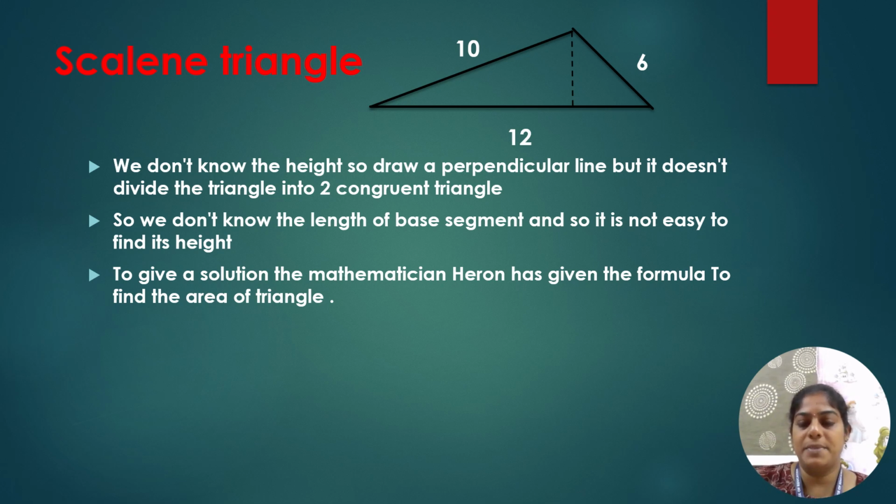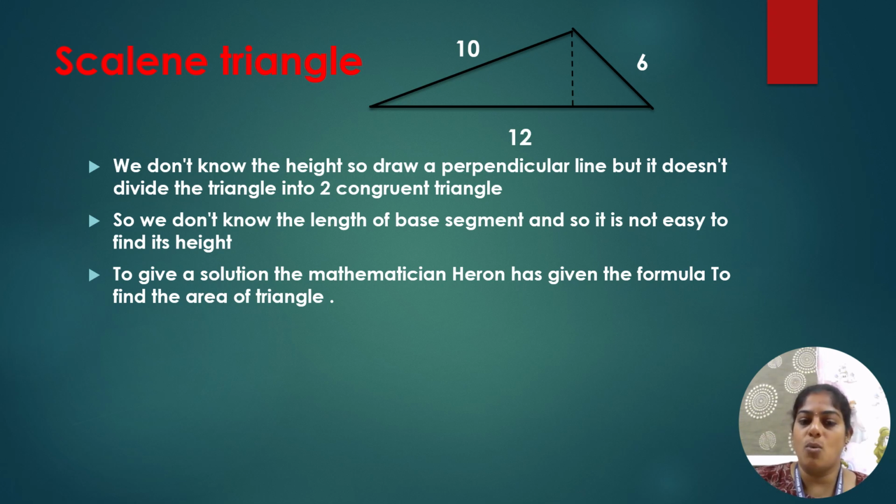See, the shape is such that all the three sides are different. Just draw a vertical line from the opposite side of the base. The triangle is not dividing into two equal parts. That is, you are not getting congruent triangles. So is it possible to find the area of the triangle? No, you cannot find the area of the triangle. It is a bit complicated.